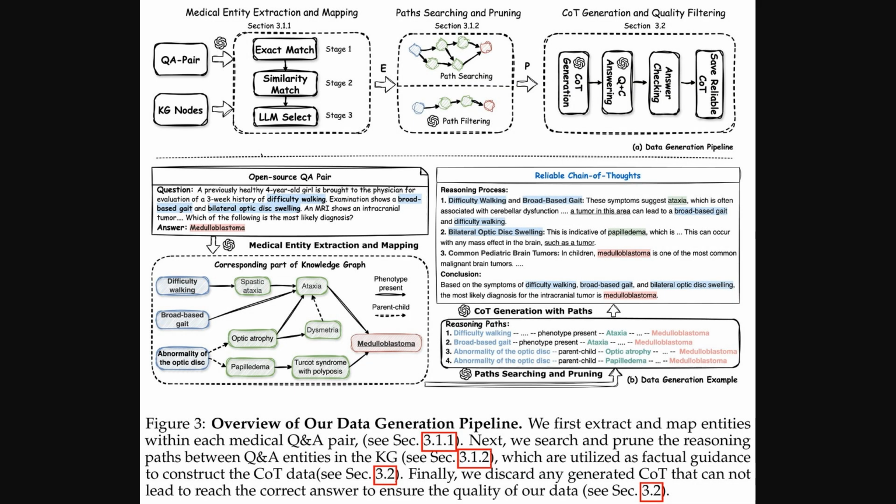Okay, so this figure actually shows us how they build that MedReason dataset with the quality features we just mentioned. You see the pipeline in part A. It starts with a medical question and answer, extracts key medical entities, maps them to a knowledge graph, finds reasoning paths, and uses those paths to generate the detailed step-by-step thinking, finally filtering for quality.